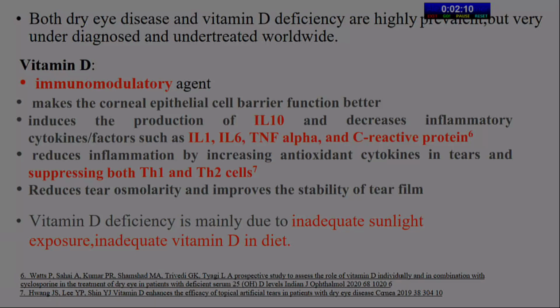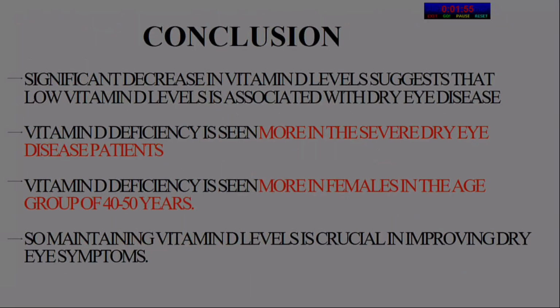Vitamin D acts as an immunomodulatory agent which makes the corneal epithelial cell barrier function better. It reduces inflammation and tear osmolarity and improves the stability of the tear film. Vitamin D deficiency is mainly due to inadequate sunlight exposure and inadequate vitamin D in diet. The significant decrease in vitamin D levels suggests that low vitamin D levels are associated with dry eye disease.